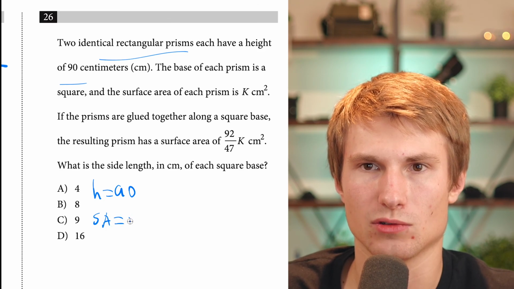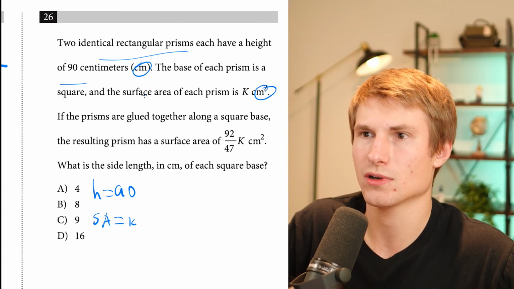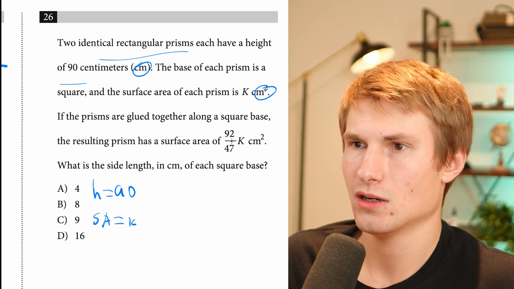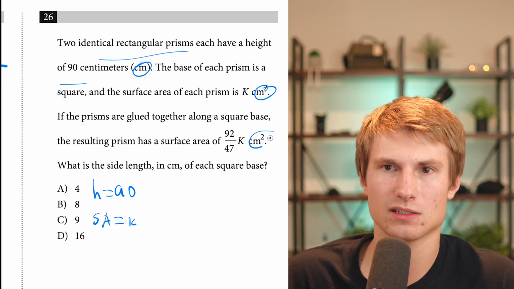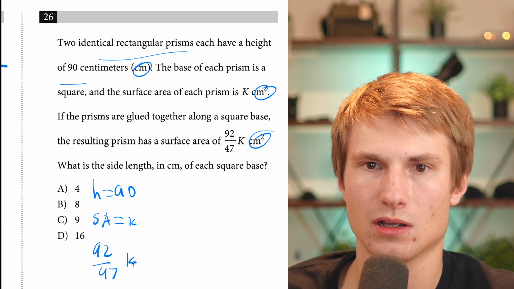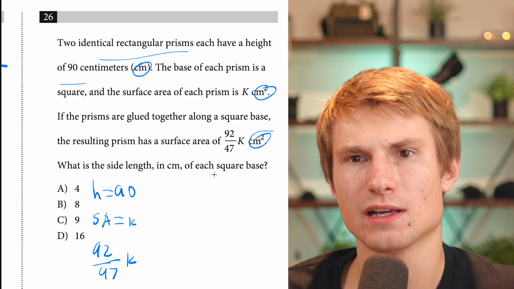So surface area is equal to k. Keep in mind, we're still using centimeters all throughout this. If the prisms are glued together along a square base, the resulting prism has a surface area of 92 over 47k. Same thing with centimeters, so new surface area would be 92 over 47. Okay, what is the side length in centimeters of each square base?